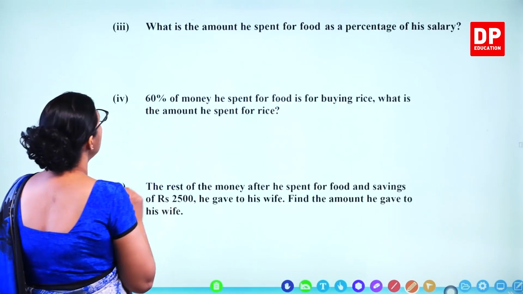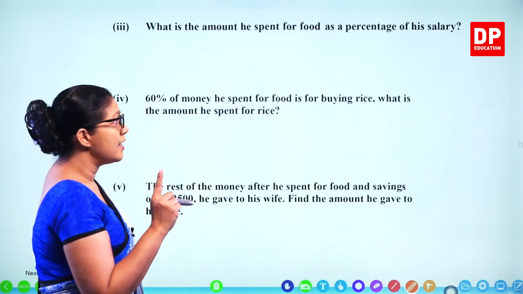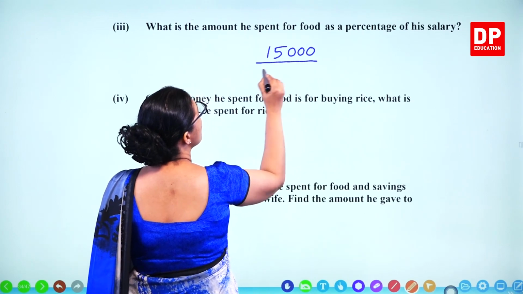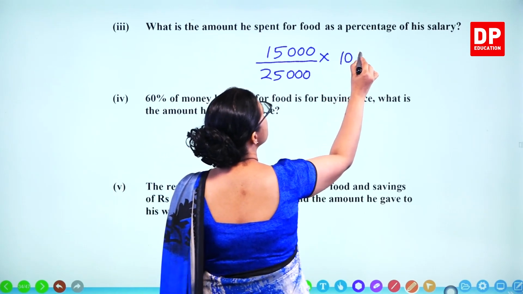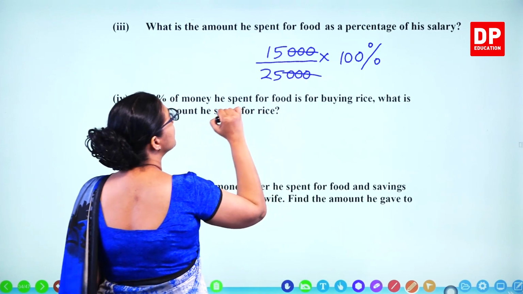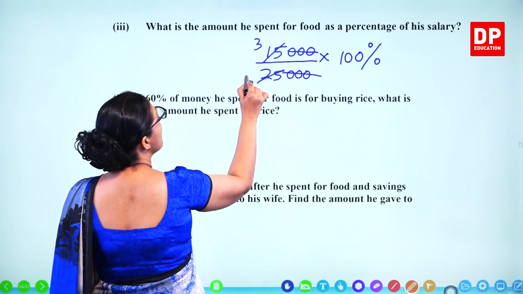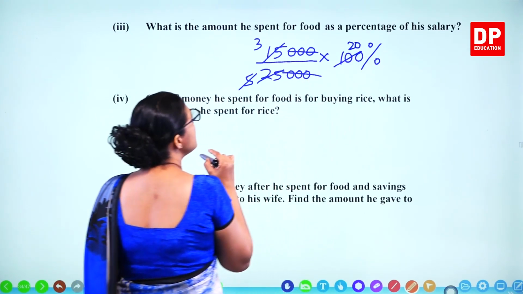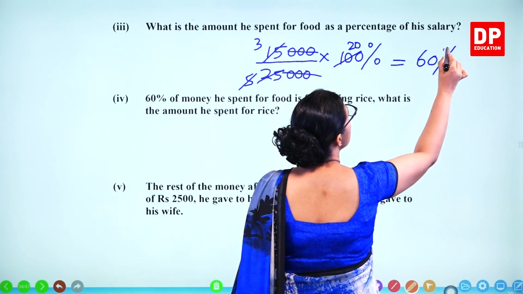Then the next one. What is the amount he spent for food as a percentage of his salary? So 15,000 rupees out of 25,000 rupees times 100%. The 3 zeros get cancelled out. 5 times 3, 5 times 5. Then 5 times 100, that's 20. 20 times 3, 60%.